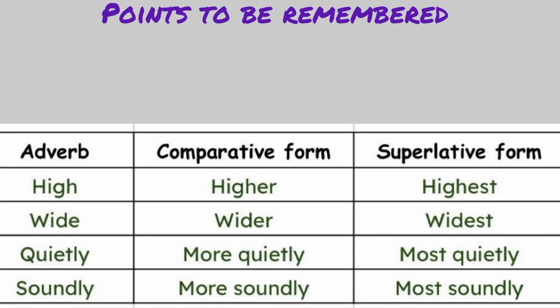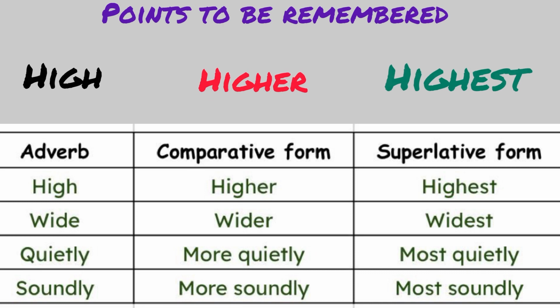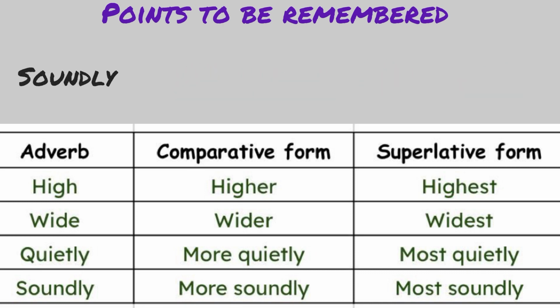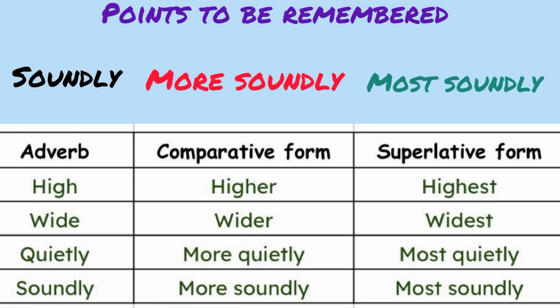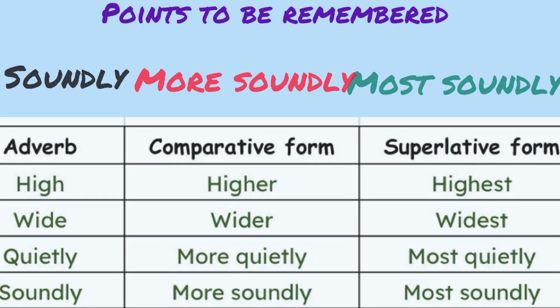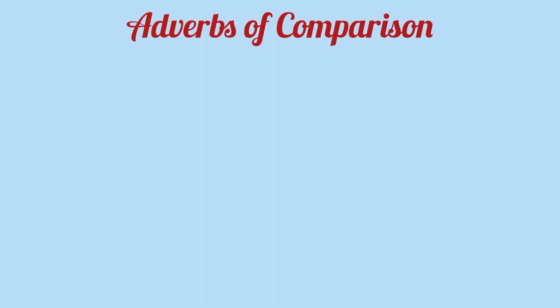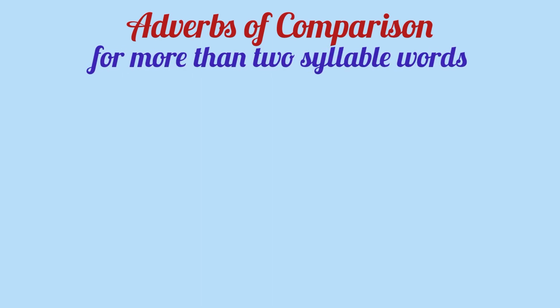The table below includes a few words as examples. The adverb high is changed to higher in comparative form and highest in superlative form. The adverb soundly is changed to more soundly in comparative form and most soundly in superlative form. There are different rules applicable for adverbs of comparison for words of more than two syllables.